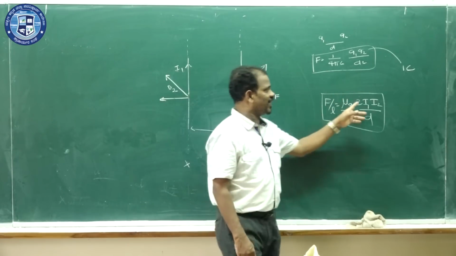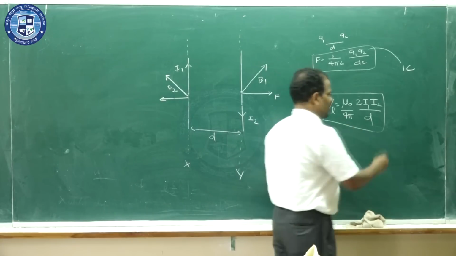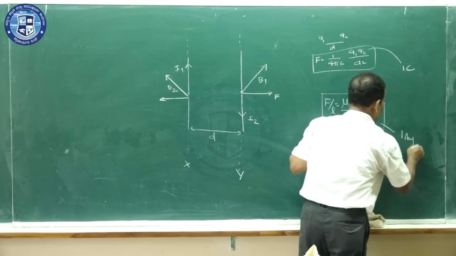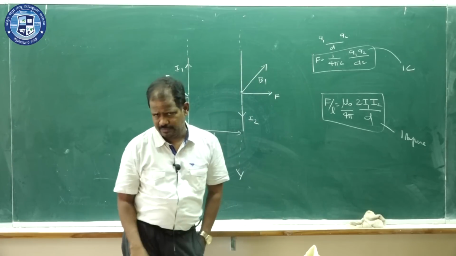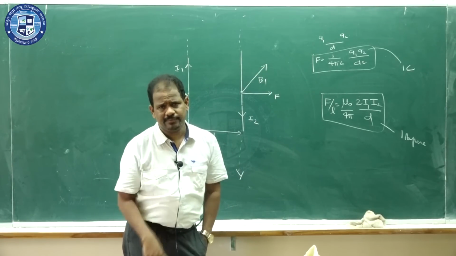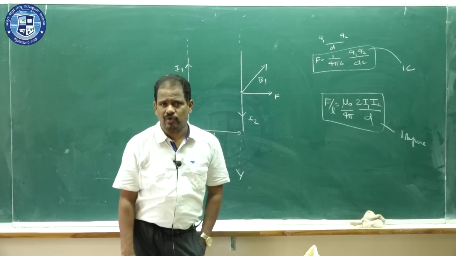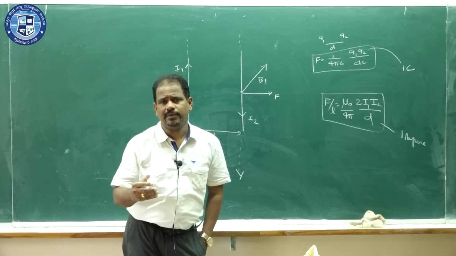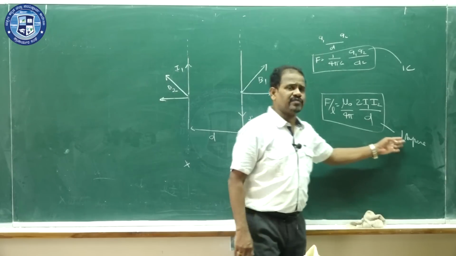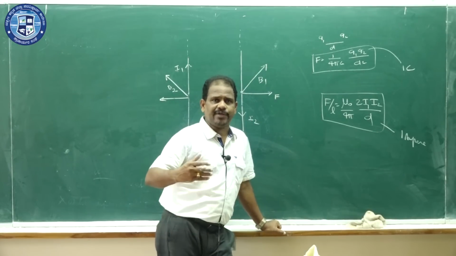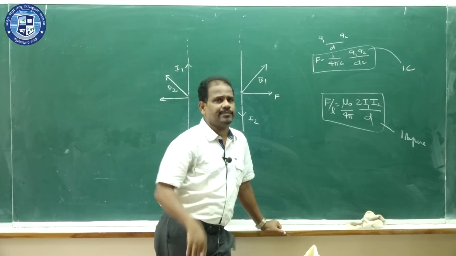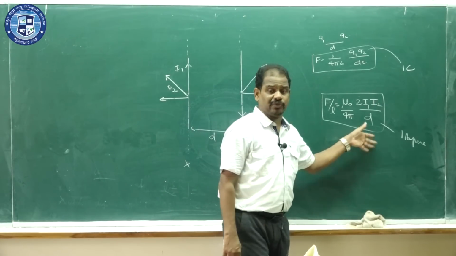You define the unit of current. What is the unit of current? 1 ampere. I is equal to Q by T. 1 ampere means 1 Coulomb of charge flows in 1 second. When 1 Coulomb of charge flows through a conductor in 1 second, the current is said to be 1 ampere. This is also a way by which you can define 1 ampere.